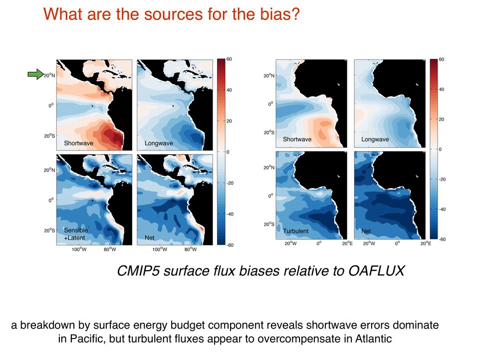What you see is that the shortwave surface energy budget errors really dominate in the Pacific, whereas in the Atlantic these are not so pronounced, and actually the errors in the turbulent fluxes are more significant. And it appeared to overcompensate in the Atlantic for the shortwave errors. So this was perhaps for us the initial suggestion that the sources for the errors might differ between the two basins.